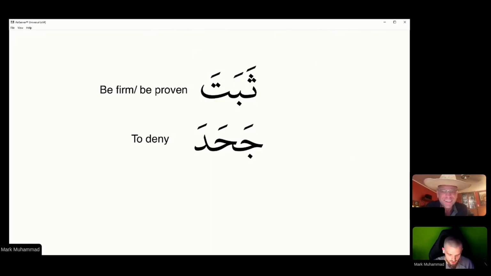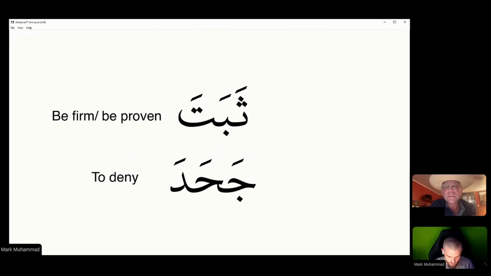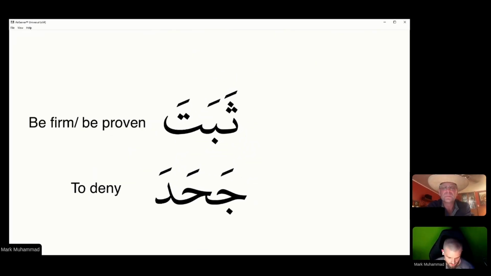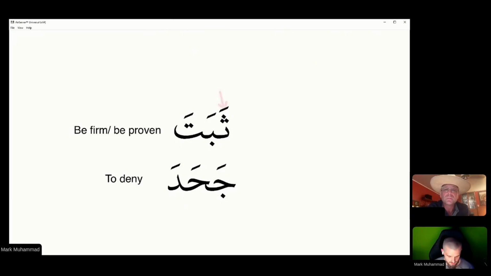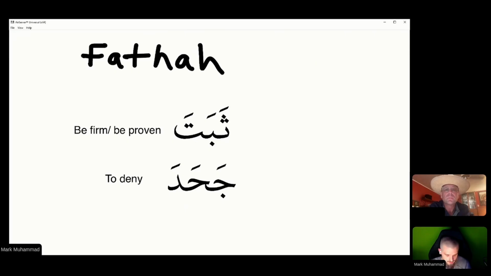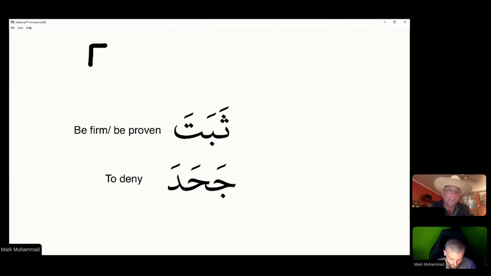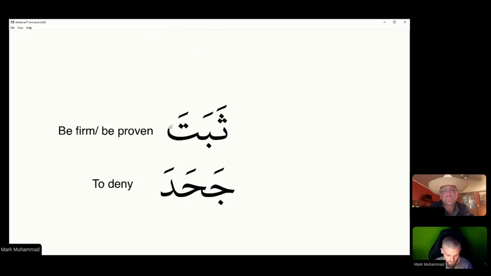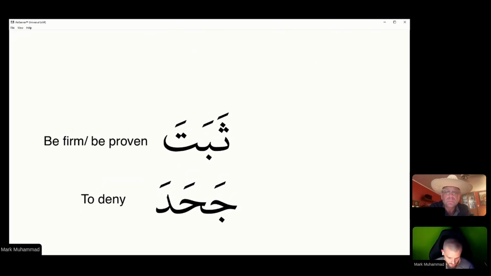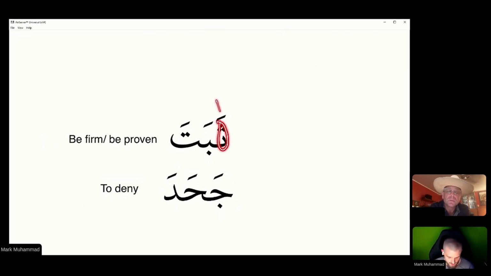So the way the children do it in the mosque is this thing is called a fathah. So it's written like this. Fathah. So the way we would do this is we would say tha, fathah, tha.